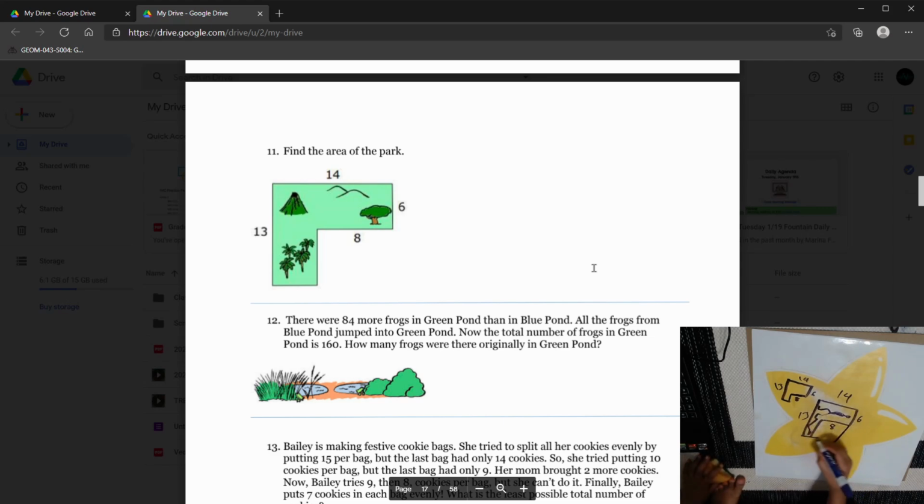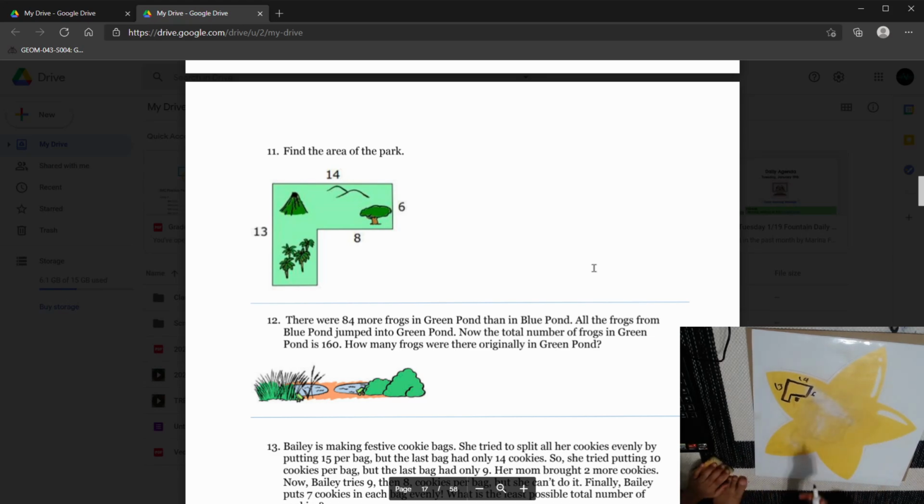we can find the whole area of this. If this were to be a whole rectangle, let's find the whole area. So that would be 13 times 14. Which would equal, so this would equal 4 times 3, which is 12. So we put 2 back here. And then 1 times 4 plus 1 times 3, which is 7, plus 1, which is 8. So 8 right here. And then 1 times 1, which is 1. So that's 182. So the whole area of the park is 182.